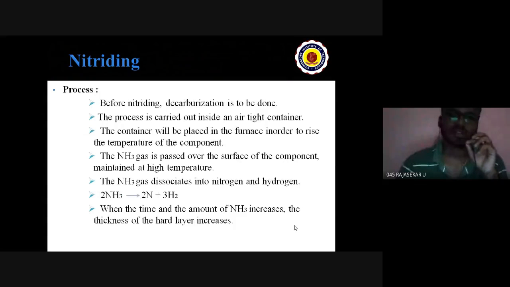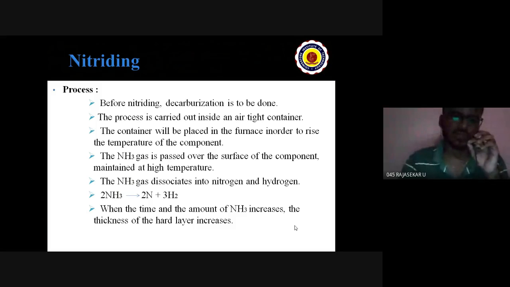The one thing that we should do before nitriding is decarburization. If it is not done, it will form a cyanide gas, which is highly poisonous. So before nitriding, decarburization should be done. Then the process is carried out inside an airtight container as in the above processes, and the container will be placed in the furnace in order to raise the temperature. Only then will ammonia dissociation take place.